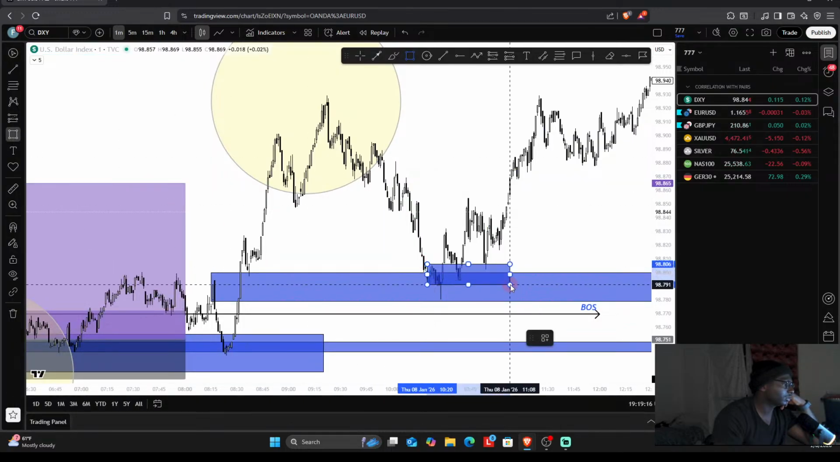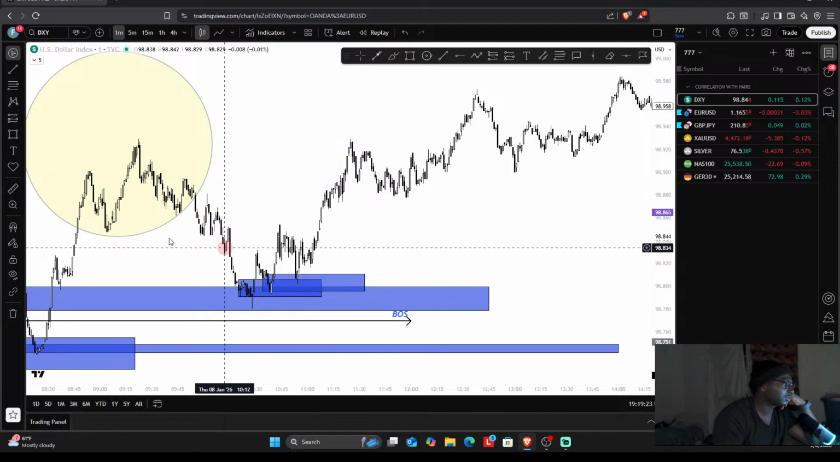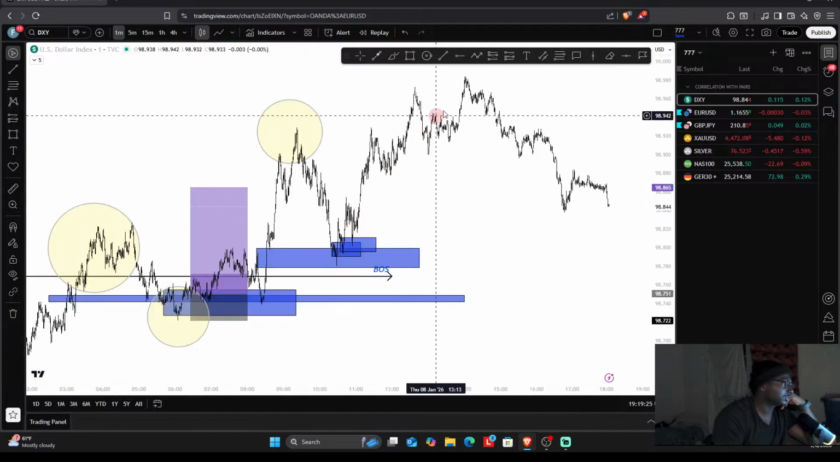This is the breaker structure, and then it gave it to you again. It gave you another opportunity to enter right there, and then it just took off from there, which that probably would have been a what?